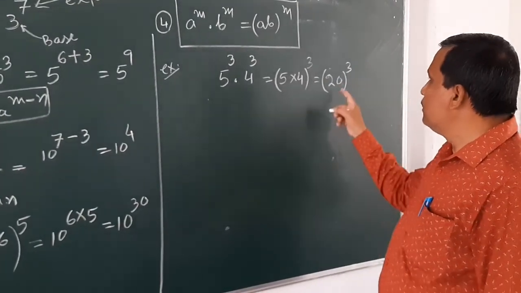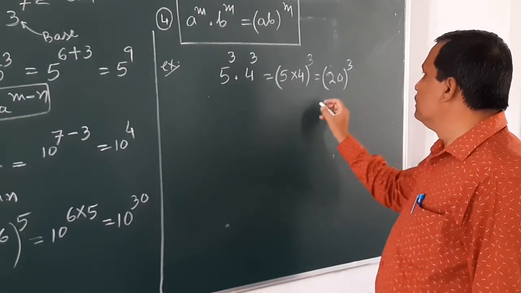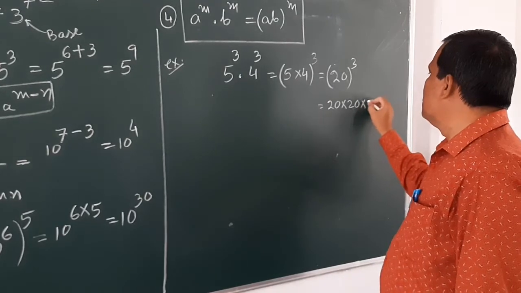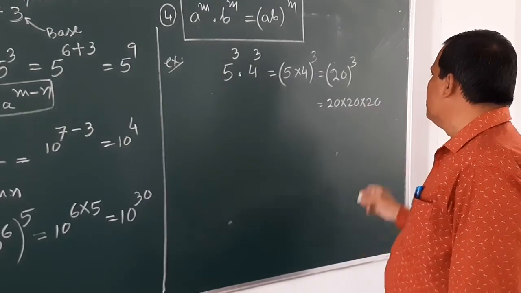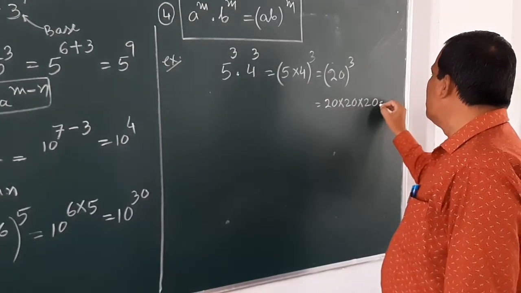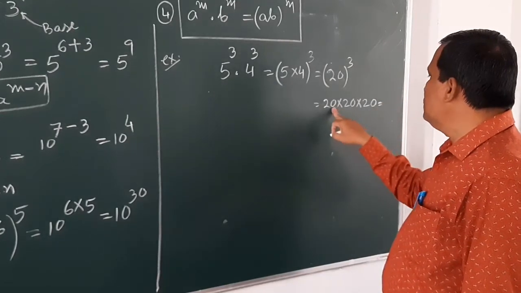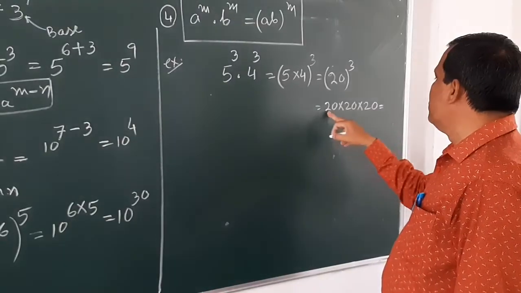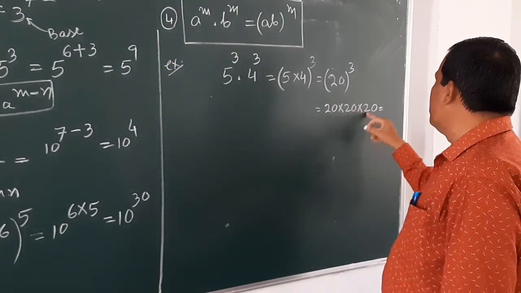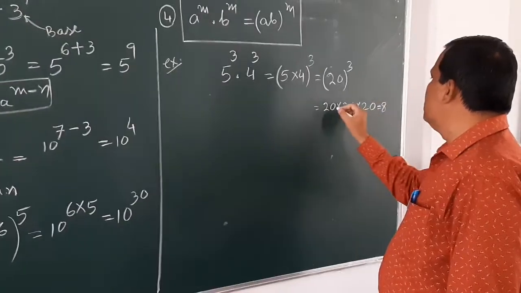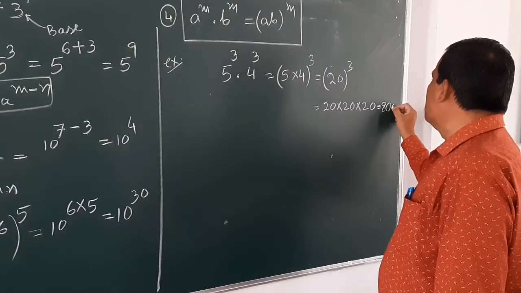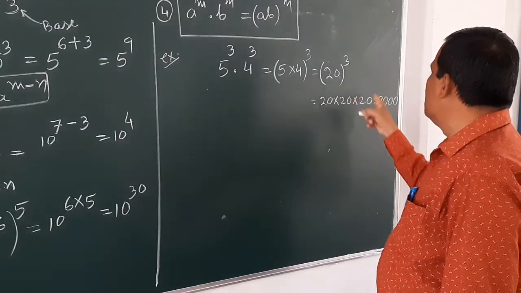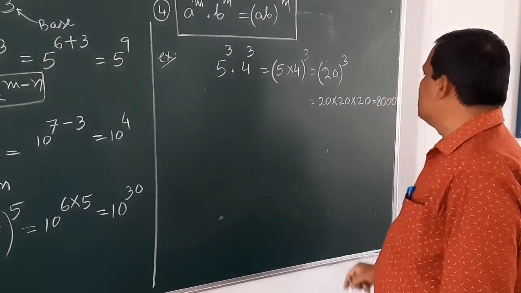Okay, suppose you want to find out this value. So 20 will be multiplied 3 times for evaluations of the value. So when these are multiplied, first you see, there are 0, 0, 0. But you multiply the number 2 into 2, 4 into 2, 8. Then 3 zeros. Okay, so that is 20 to the power 3, that is 8,000.